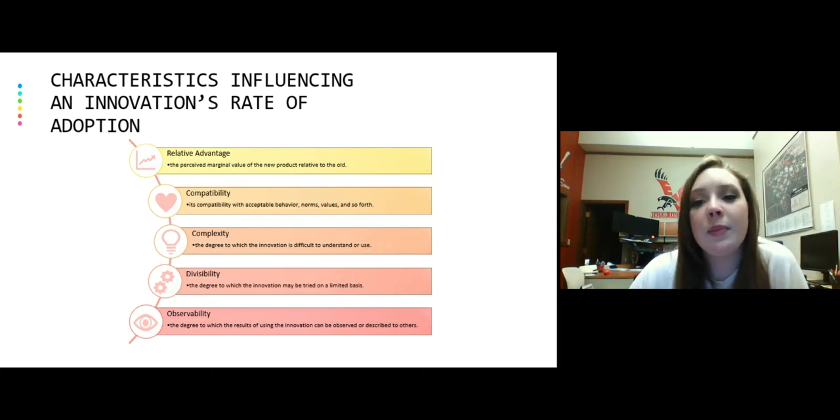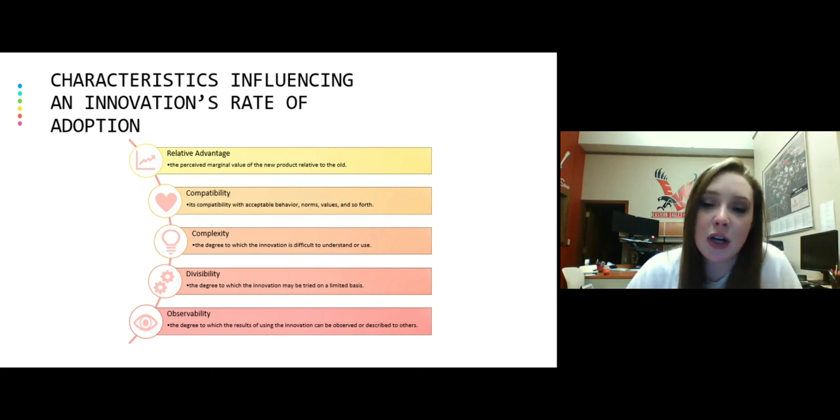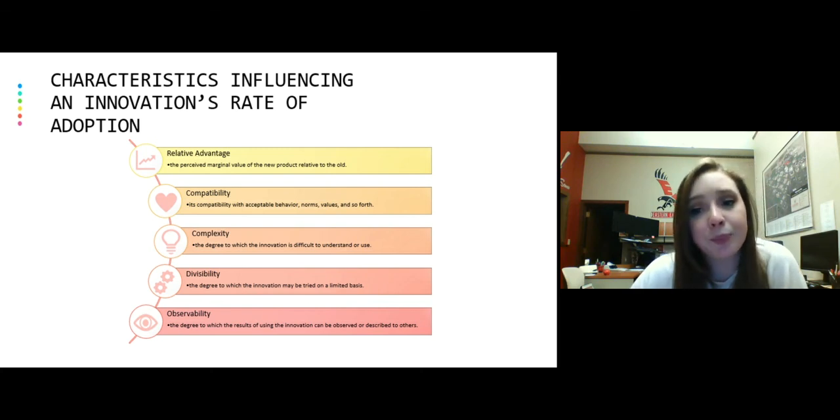Next, we have divisibility, and that's the degree to which the innovation may be tried on a limited basis. And that's when essentially you would take a focus group of maybe 3 different types of generations, new and old, and try it out with them to see how they understand the product and how they enjoy the product.